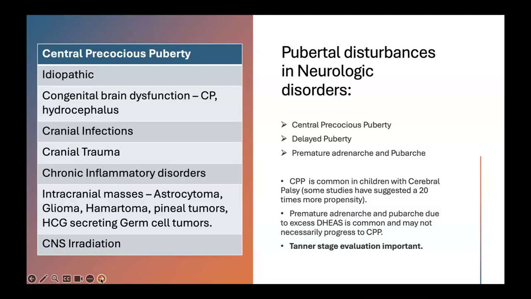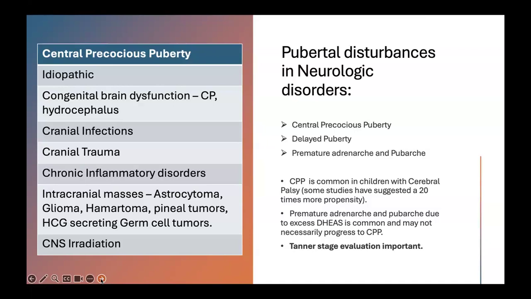These are the causes that can lead to central precocious puberty, and we have seen that intracranial masses such as hamartoma, astrocytoma, glioma in the cases of neurofibromatosis, and HCG secreting germ cell tumors can lead to central precocious puberty.